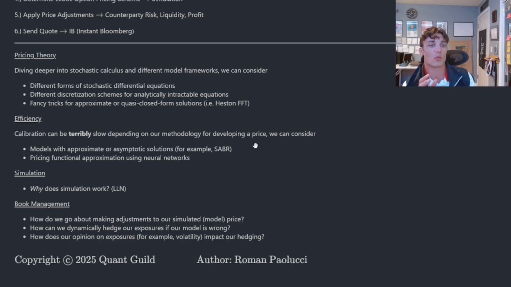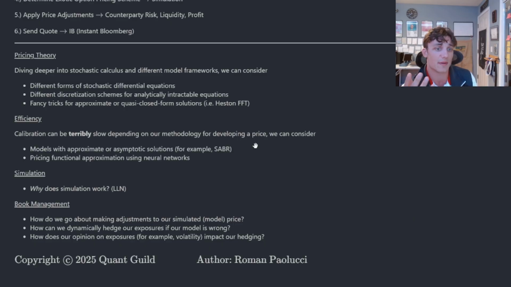I would like to talk more about diving deeper into stochastic calculus, talking about different forms of stochastic differential equations, intractable solutions, ones that require numerical simulations, different discretization schemes, and other fancy tricks that we can use to approximate these pricing functionals. Like the Heston FFT, I'd like to do a dedicated video on the fast Fourier transform for the Heston model where I talk about that paper, that Carr-Madan paper.